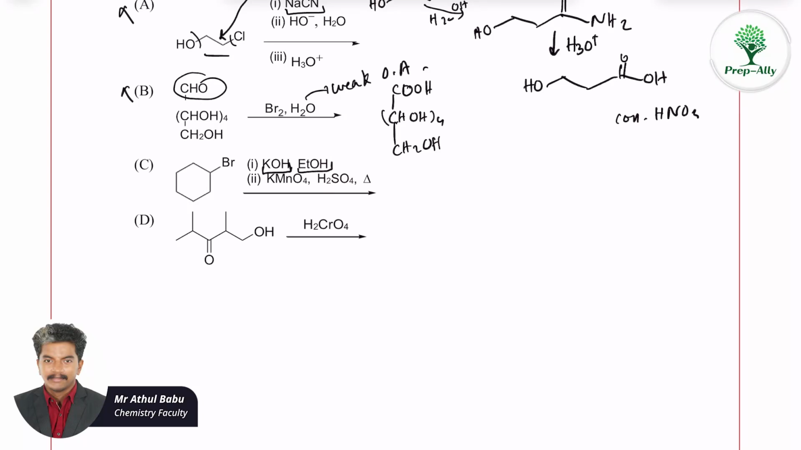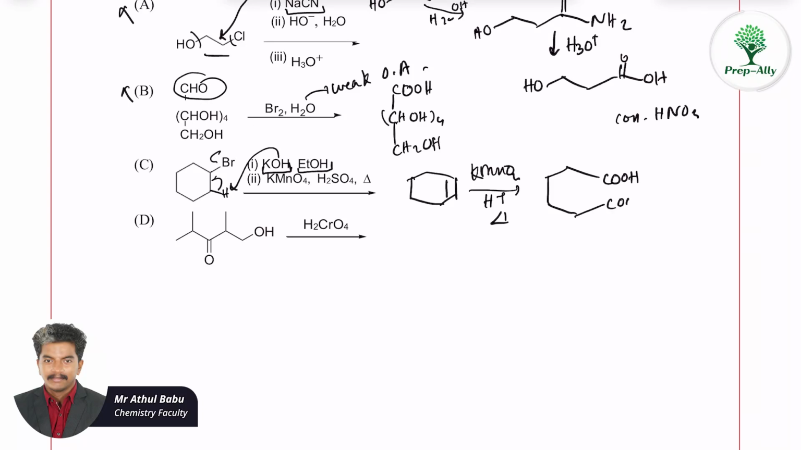Alcoholic KOH means that it will definitely be acting as a base. Base means it will take one hydrogen from here and our bromine will leave, so it will be elimination. So we will be getting a product like this which will react with KMnO4, a strong oxidizing agent in presence of acid followed by heating. We will be getting the maximum product possible from here, that is carboxylic acid. So our answer will be option C, where we will be getting dicarboxylic acid.